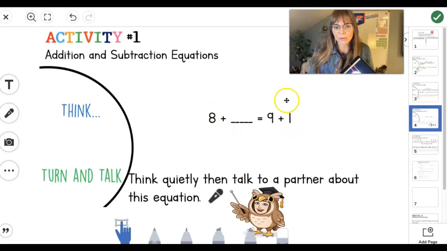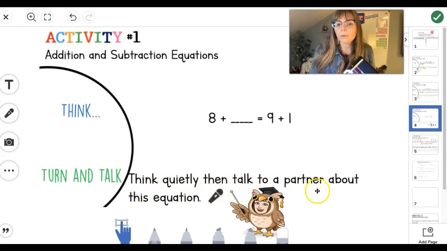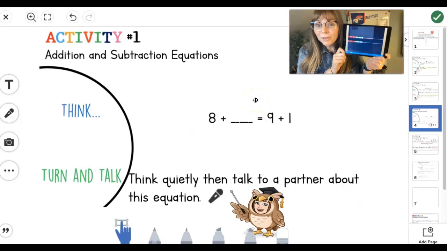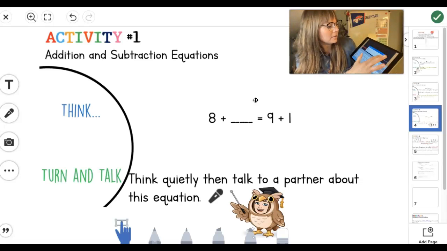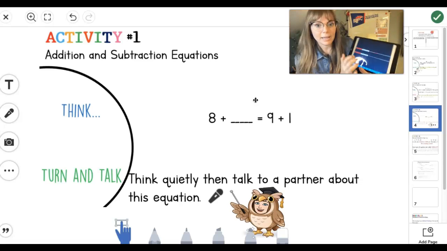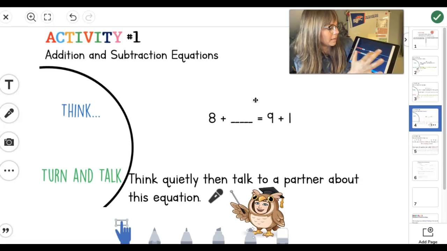Now look at this equation. 8 plus what equals 9 plus 1? Think quietly, then talk to a partner about this equation. Look at the equation, then make a recording. I would use my number rack to solve this. And first, solve 8.